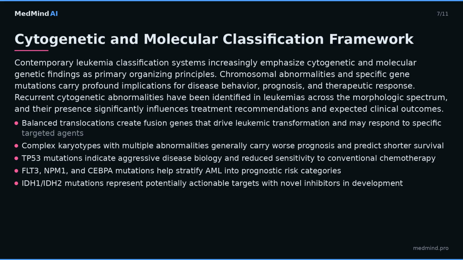that define disease subtypes. Key points: balanced translocations create fusion genes that drive leukemic transformation and may respond to specific targeted agents. Complex karyotypes with multiple abnormalities generally carry worse prognosis and predict shorter survival. TP53 mutations indicate aggressive disease biology and reduced sensitivity to conventional chemotherapy. FLT3, NPM1, and CEBPA mutations help stratify AML into prognostic risk categories.